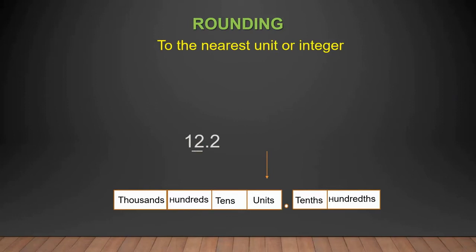Next we have 12.2. 2 is in the units place, so we have 12 and 13. In the middle is 12.5. 12.2 is there, which is nearer to 12. So the units place is 2 and it's followed by a number less than 5, so that means we're going to keep the 12.